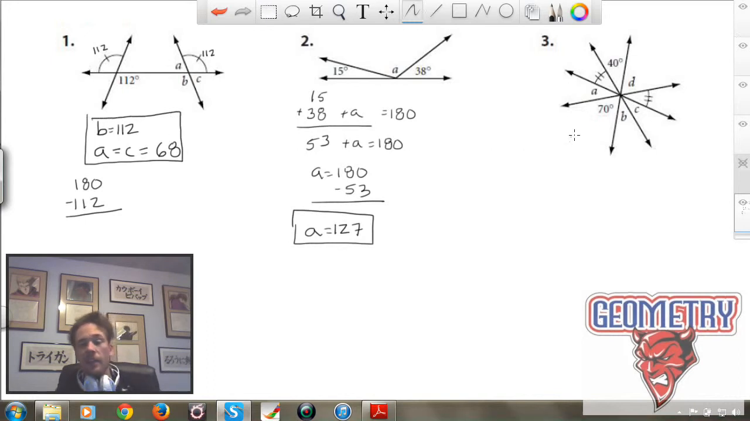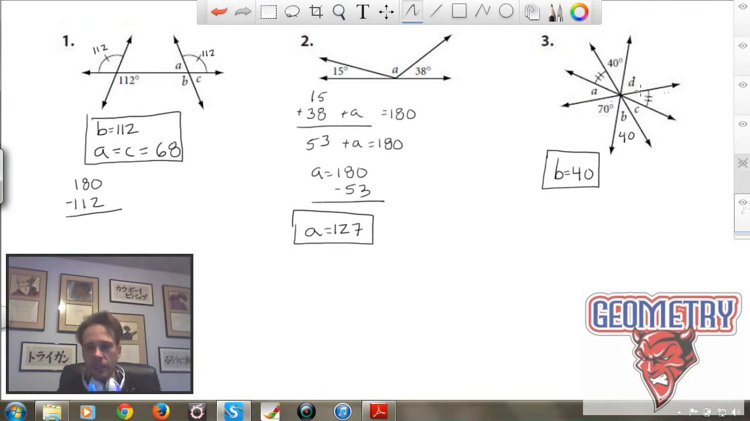Okay. So this last one, we got a lot of craziness going on here. We got all these angles intersecting each other. Let's try and do the obvious ones first. So how about B and 40, right? So there's a pair of vertical angles there. So B equals 40. There's one that we know is true. I'm going to write that in.